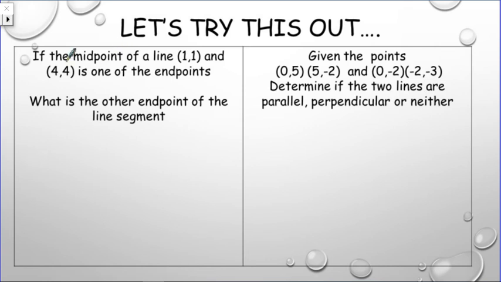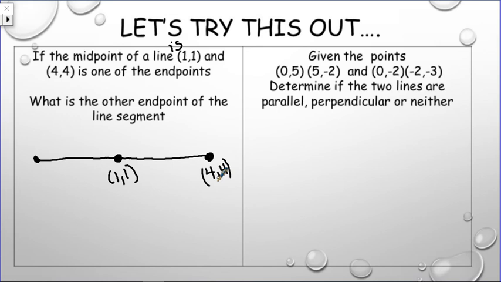It says if the midpoint of a line is (1, 1). Okay, so let's go through here and I'm just going to draw what they gave me. They said the middle of this line is (1, 1), and one of the endpoints is (4, 4). You might have this in a row spot, it doesn't matter. We're just trying to draw a picture to think. What is the other endpoint?